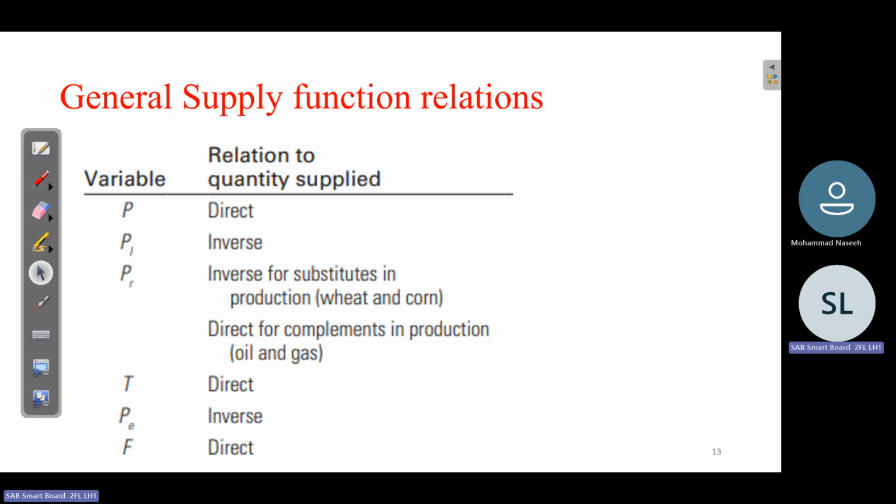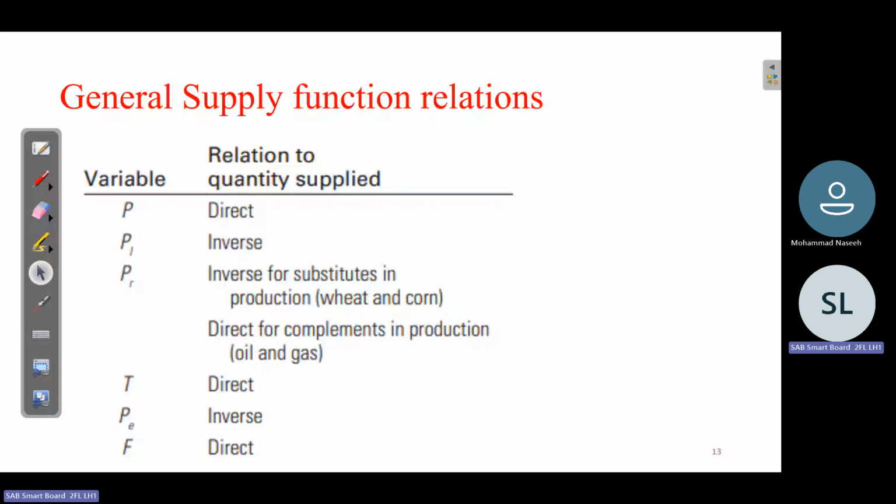Final part. Complementary product in production. Complementary product in production is also called a byproduct. Byproduct.